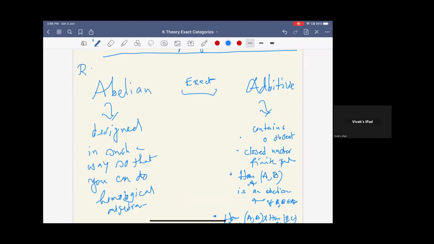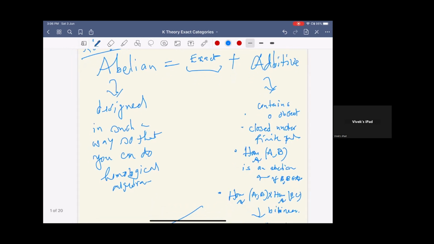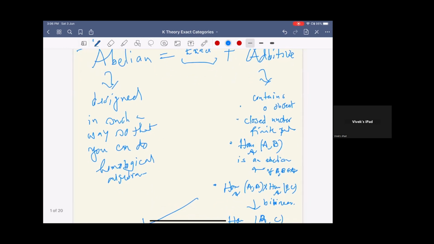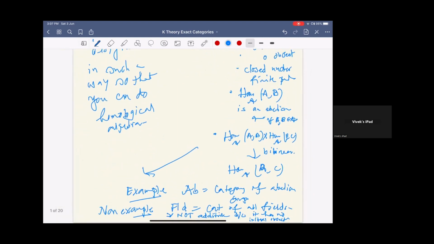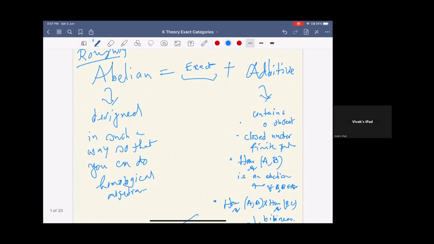Roughly, you can think of abelian as additive plus some extra structure, which then behaves like abelian. I will come to the abelian category, then we will define what an exact category is. Basically, an exact category is in between abelian and additive category, a halfway house between them. We'll come to the definition of exact category in detail and with examples. Okay, so far so good.